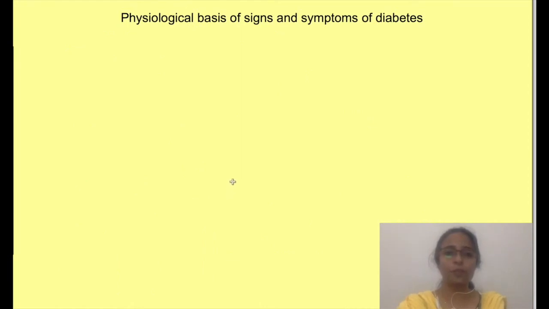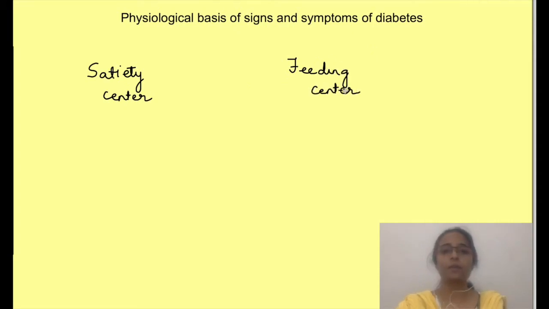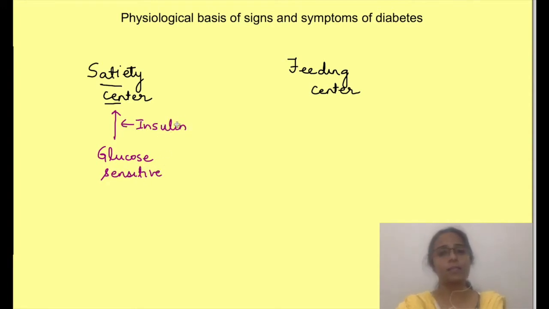Okay, let's move further now. We know there also occurs polyphagia in diabetes, that is excessive eating in diabetes mellitus occurs. Why? Well, hypothalamus has two centers which regulate feeding behavior, satiety center and feeding center. The neurons of satiety center are glucose sensitive and are dependent on insulin for the utilization of glucose. Yeah, this is an exception because neurons do not depend on insulin for glucose utilization.